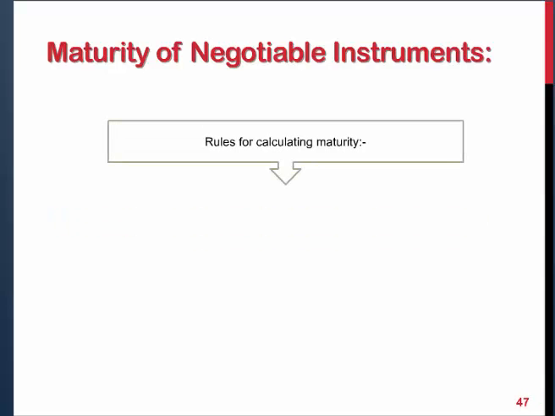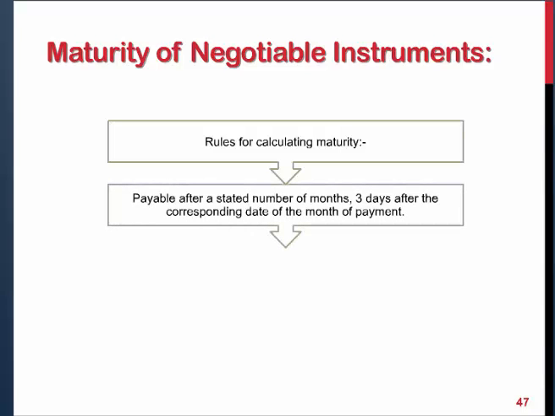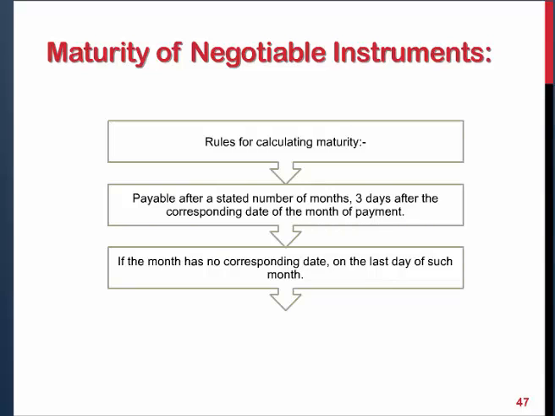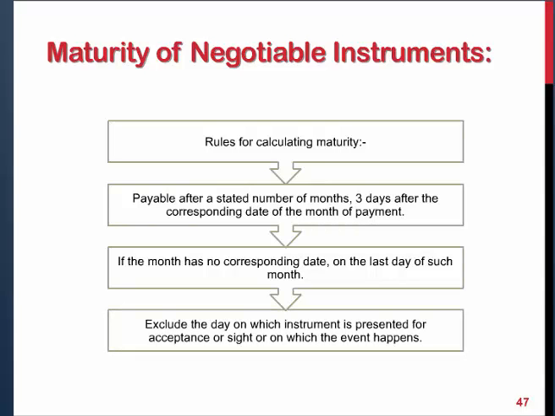What are the rules for calculating maturity? These are: if an instrument is payable after a stated number of months, it matures 3 days after the corresponding date of the month of payment. If the month has no corresponding date, it will be payable on the last day of the month. It will exclude the day on which the instrument is presented for acceptance or sight or on which the event happens.